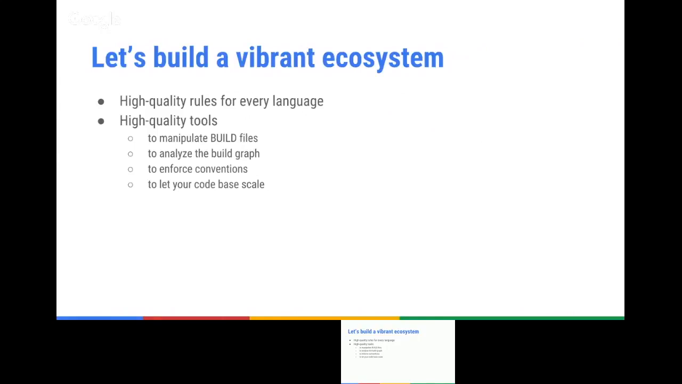So I think the goal is to build an ecosystem on Bazel. For the Skylark team, there are really two goals. First is to enable you to write high-quality rules for every language you care about. The second part is high-quality tools. We want tools to manipulate the build files. We want tools to analyze the build graph. For example, you can use a Bazel query to get some information about the graph, or you can use aspects to get also some information about the graph.